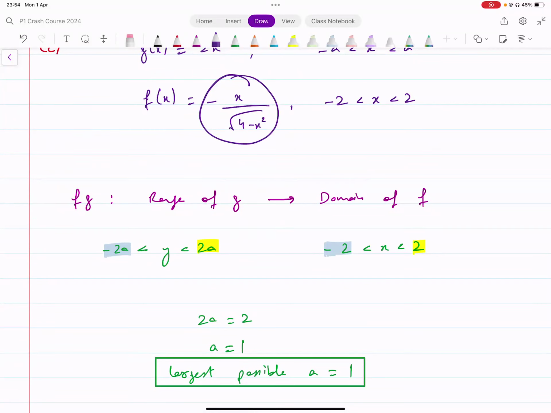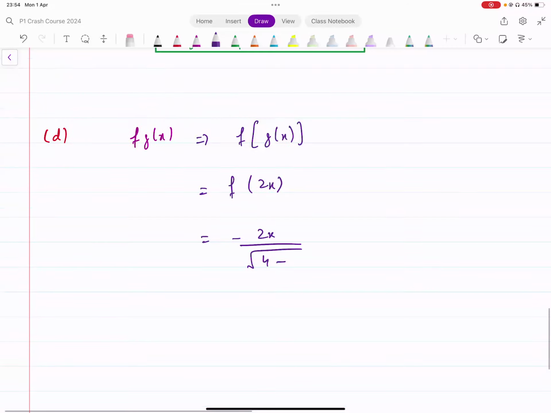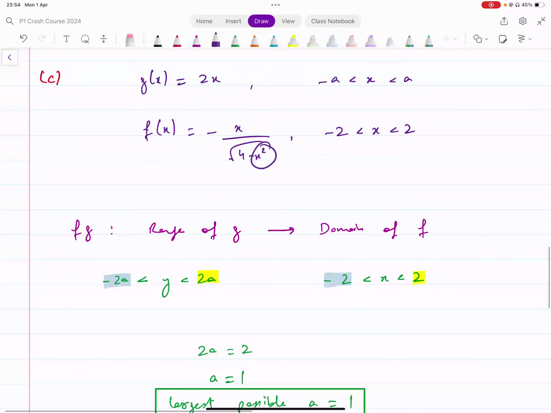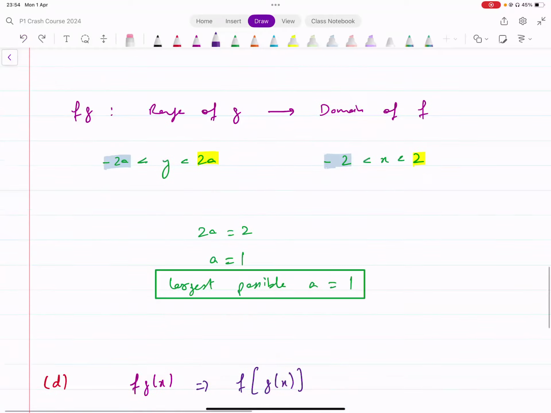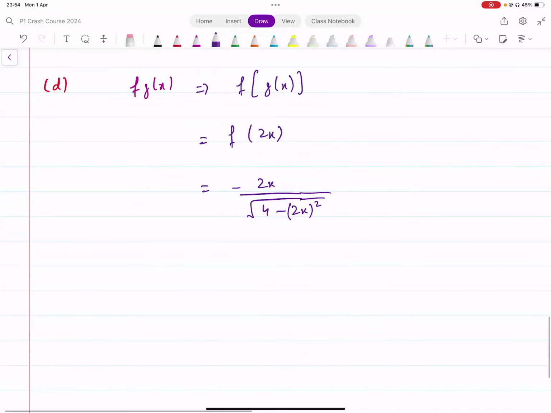What does that become? Minus 2x divided by square root of 4 minus, in place of x, put 2x. So it becomes 4 minus 2x whole squared. That is the function fg of x, but the question says, find and simplify this expression. This is only going to get you 1 mark. You also have to simplify this.